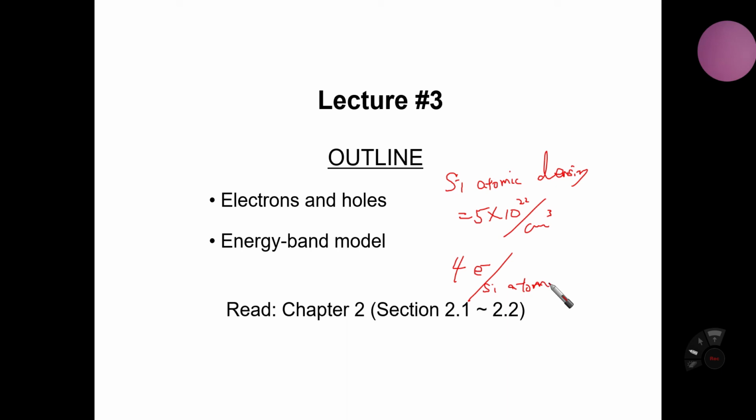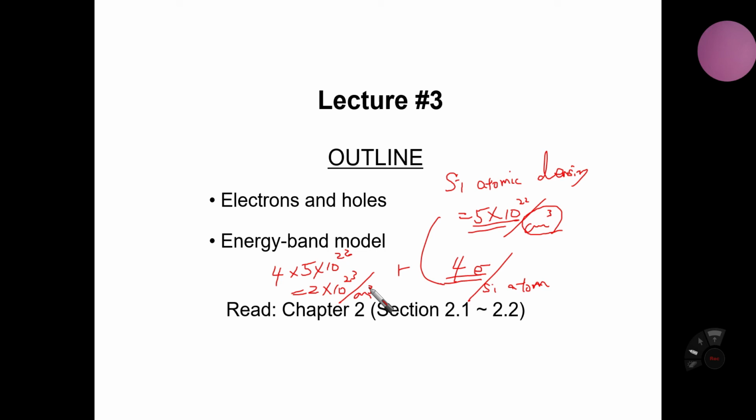Definitely 14 electrons exist in a silicon atom, but only the 4 outermost electrons are available for making current flow in an electronic component. So 4 candidate electrons are available per silicon atom, and per cubic centimeter we have 5 times 10 to the 22 silicon atoms. We can do simple math and end up with 4 times 5 times 10 to the 22. In other words, 2 times 10 to the 23 electrons per cubic centimeter are available for making current flow.